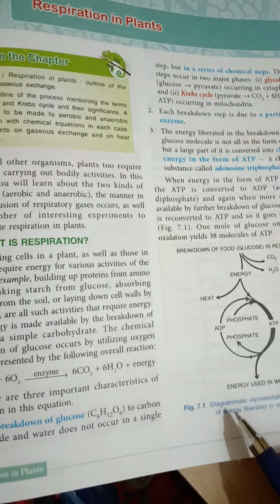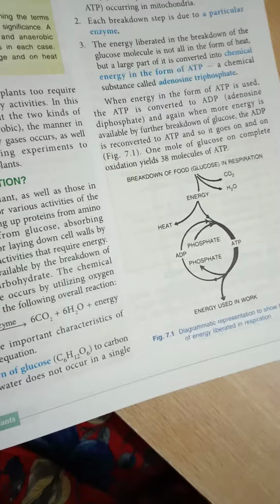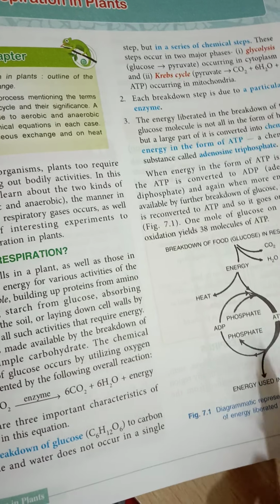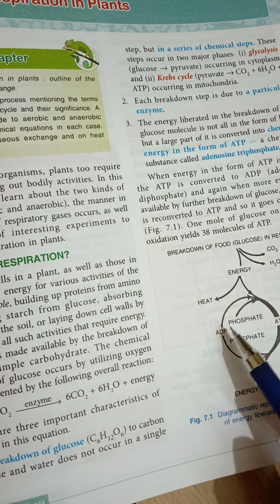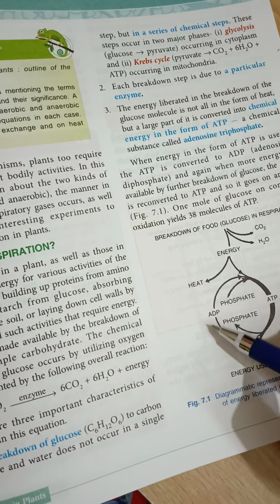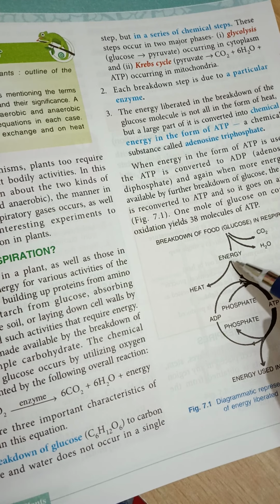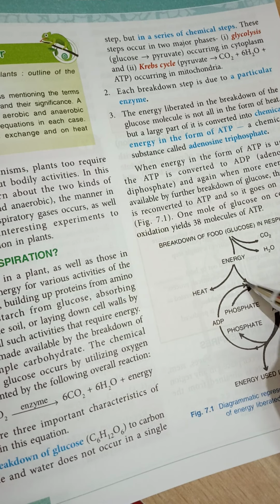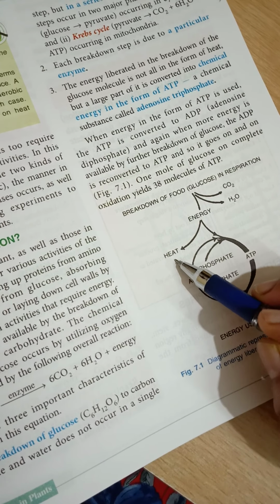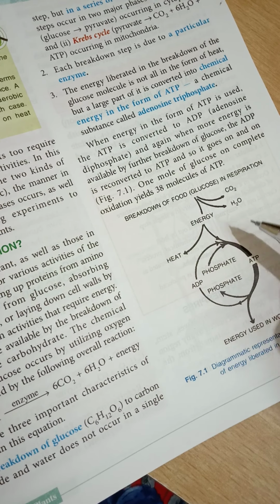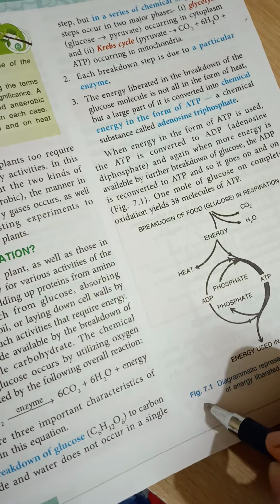Here they have given the cyclic process, that is a diagrammatic representation to show the use of energy in respiration. So you can see ATP breaks, converts into ADP, releasing energy used in work, and phosphate. Then again ADP uses phosphate and some energy which is coming out after breakdown of glucose, carbon dioxide, water, energy. That energy will be stored here again in the form of ATP. And here some energy released due to breakdown of food is converted into heat, and some is stored as ATP. So this is an important diagram.